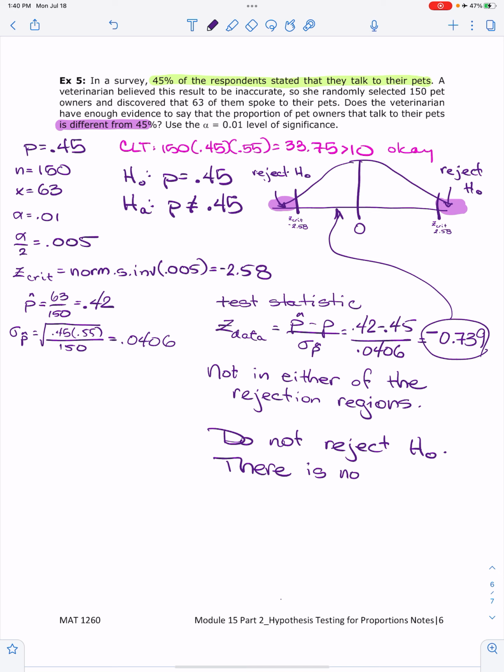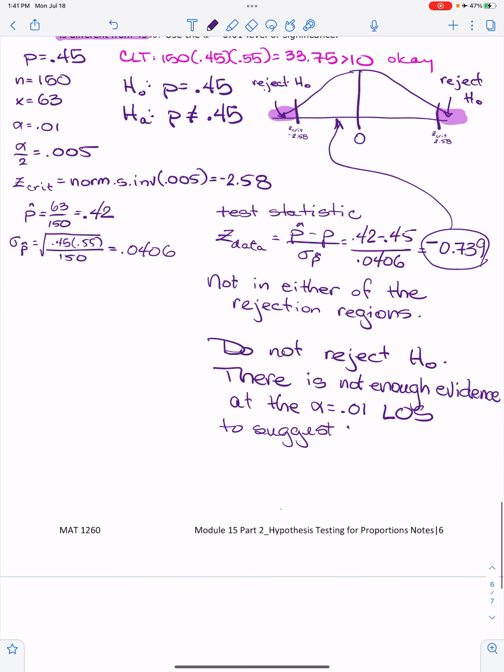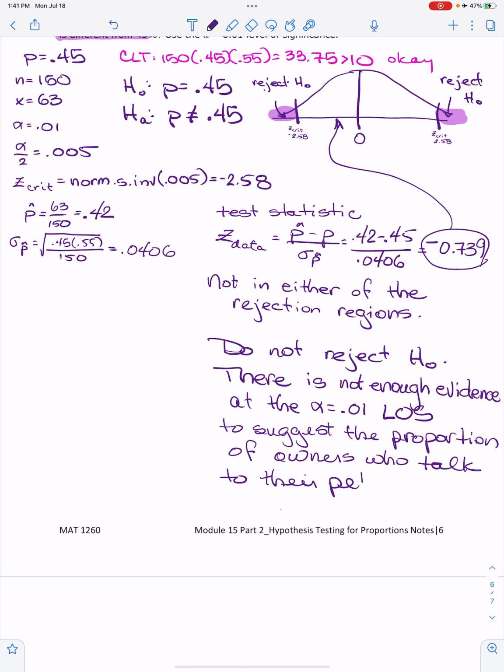There is not enough evidence at the alpha equal 0.01 level of significance to suggest the proportion of owners who talk to their pets is different than that 45%.